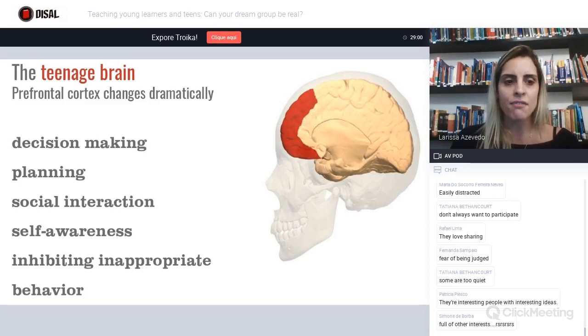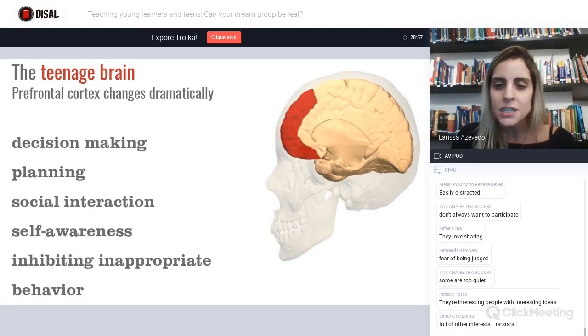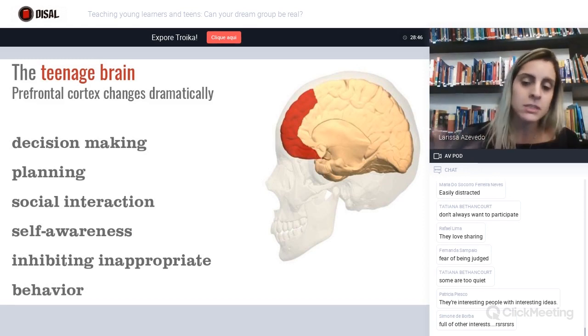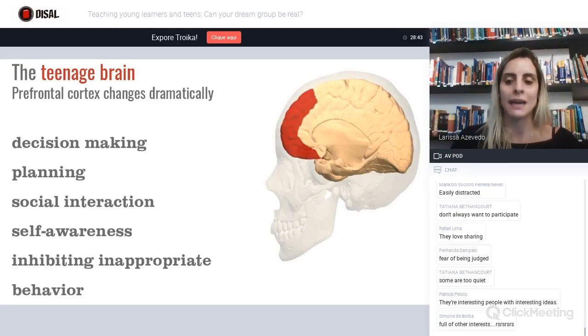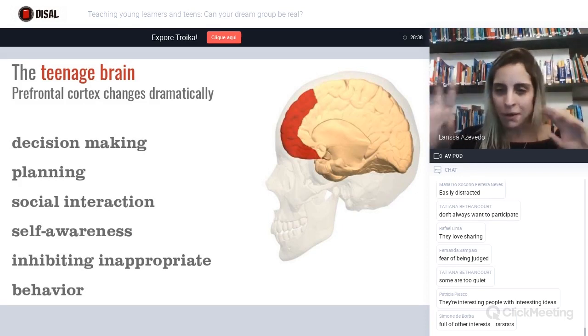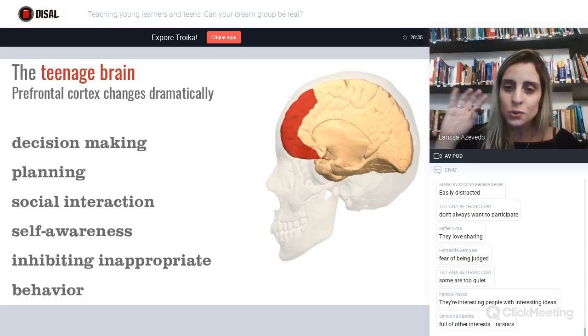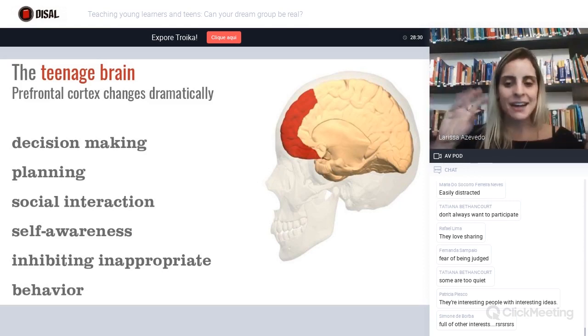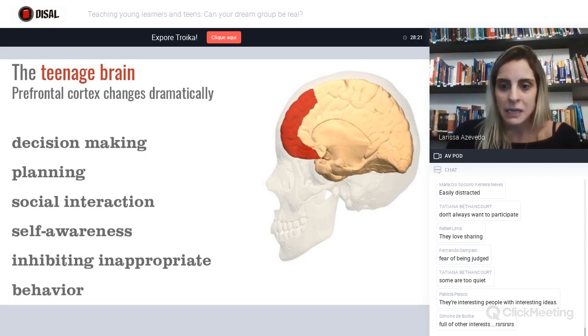Or when we expect that they have a very well-planned study routine and an agenda and everything very well organized, and they don't, maybe it's not because they are not interested or because they're lazy. Maybe it's just because their brains are learning how to plan. So if you read any of these abilities and it reminds you of some of your students, something that you want them to do and they don't, maybe it's the time to reflect. Am I expecting something realistic from my teenagers, cognitively speaking?